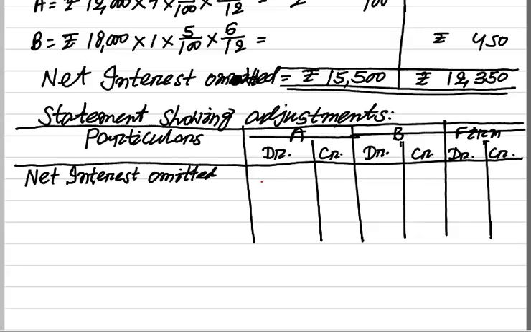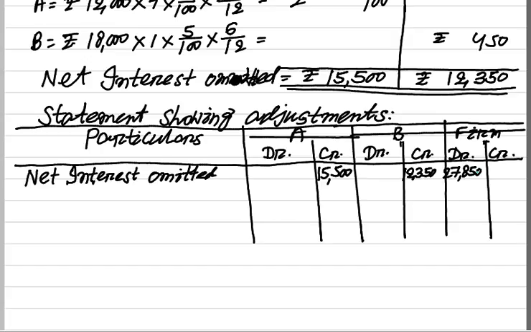This is 15,500 for A. That 15,500 will be credited to A. For B it is 12,350, and if we add these two it will be 27,850.